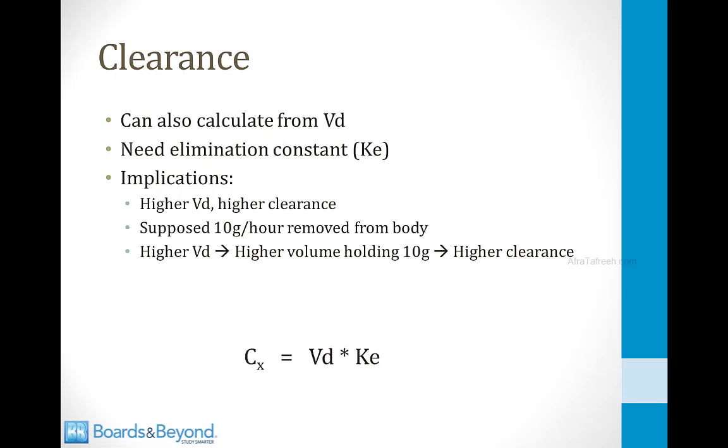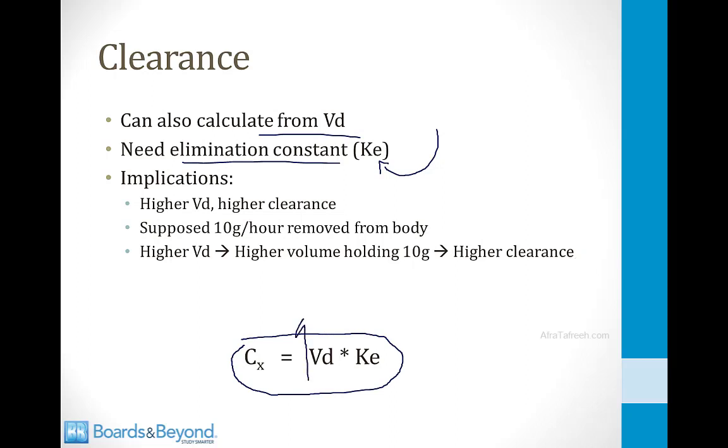You can also calculate the clearance if you know the volume of distribution, but in order to do this, you need to know something about the drug called the elimination constant, K sub E. And the elimination constant represents how quickly the kidneys clear a volume of plasma of the drug. So if you know that constant, then the clearance of drug X will be equal to the volume of distribution times the elimination constant.